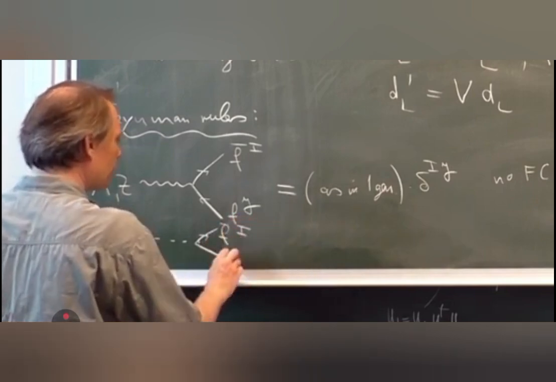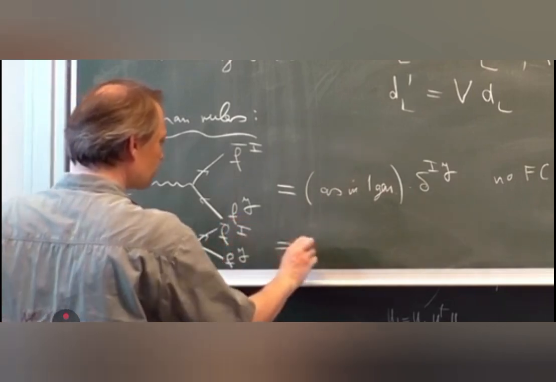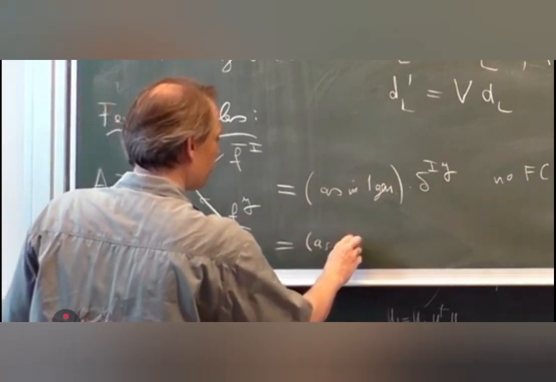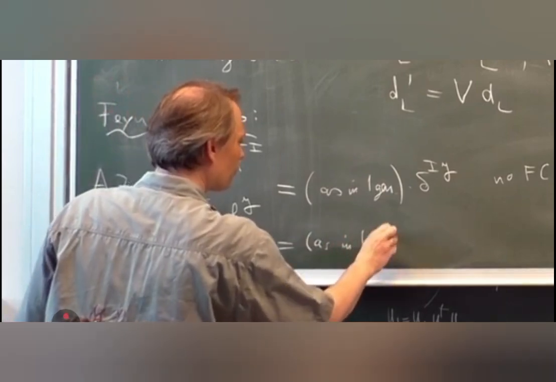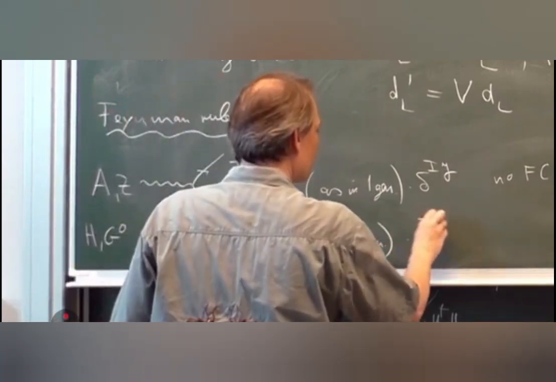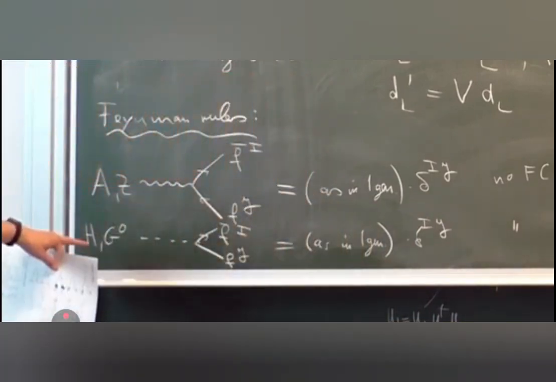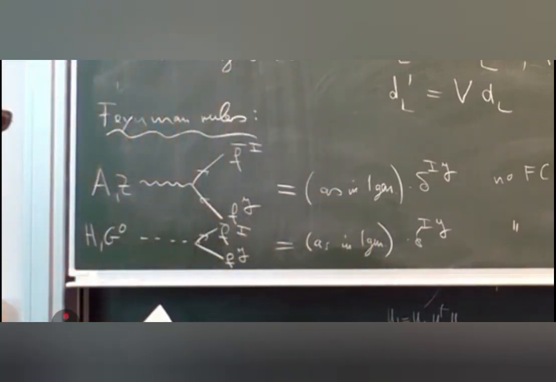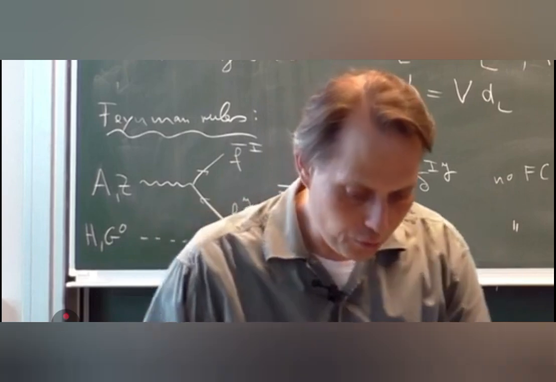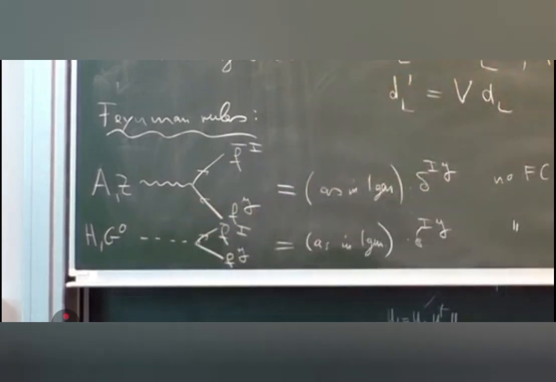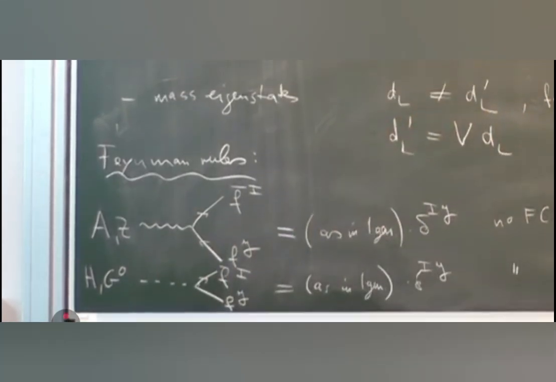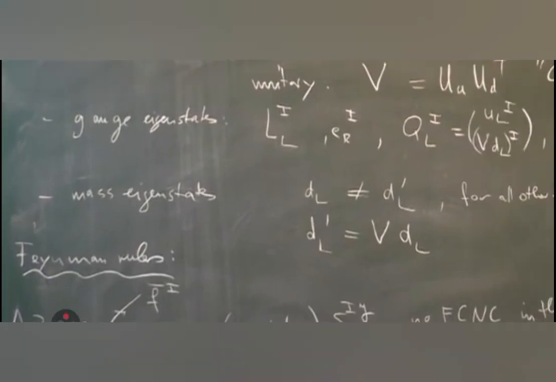F bar I and Fj is also as in one generation times Kronecker delta Ij, and again there are no flavor changing neutral currents mediated by the Higgs sector, which is a non-trivial statement, because that is also something which changes in theories beyond the standard model.